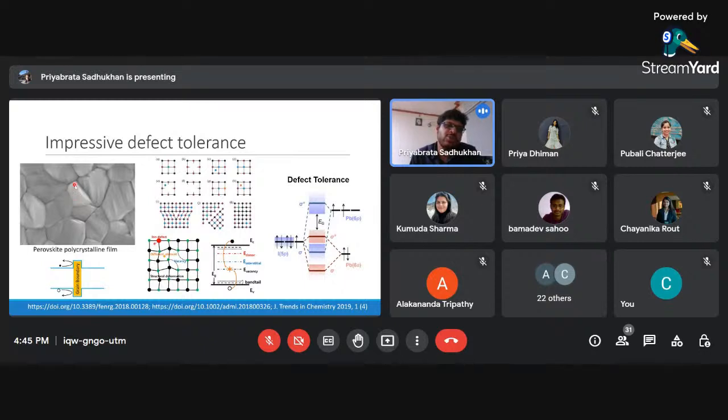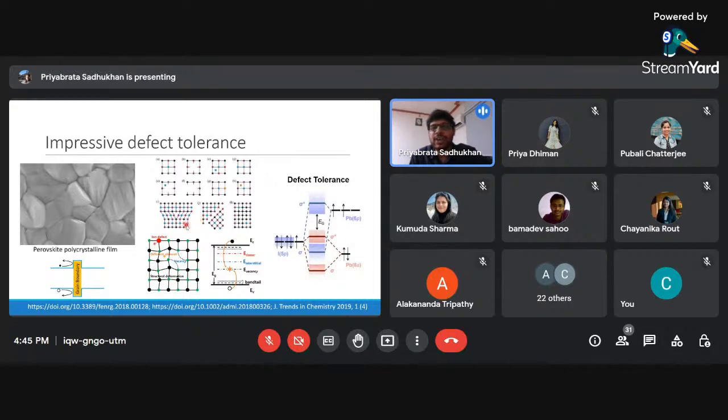there is a boundary between two different grains. We call it grains, and there is a boundary between two grains. And this boundary region, the lattice structure is distorted. That means the continuity of the lattice structure is not available at that point. And these points are working as a potholes on the road.